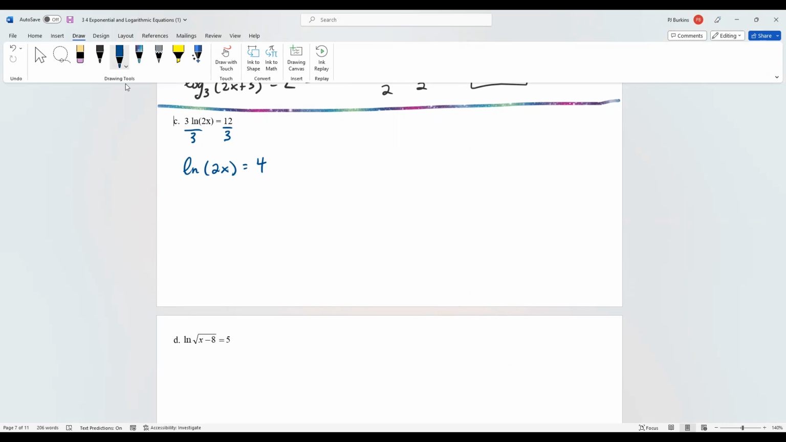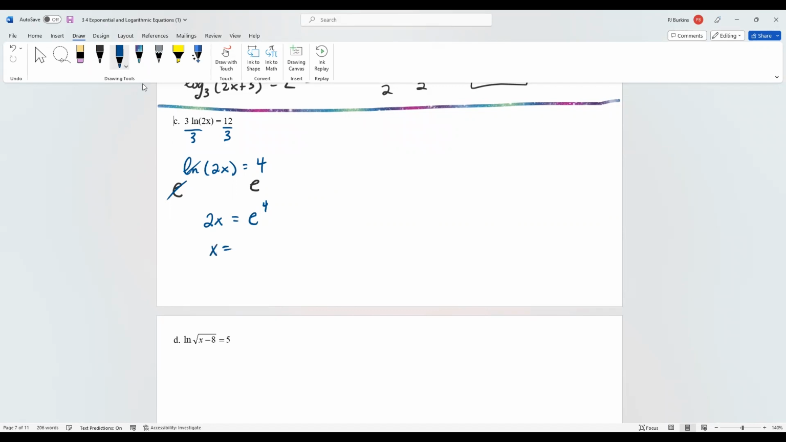Now remember, for natural log, it is base e. So another way we could actually think about this, and let's just make this the first time we do it, let's assume we didn't know this was basic. In order to get rid of the logarithm, I would raise both sides by base e. And in doing so, the log and the exponential cancel, and I just get the argument 2x on the left, and it equals e to the 4th on the right.